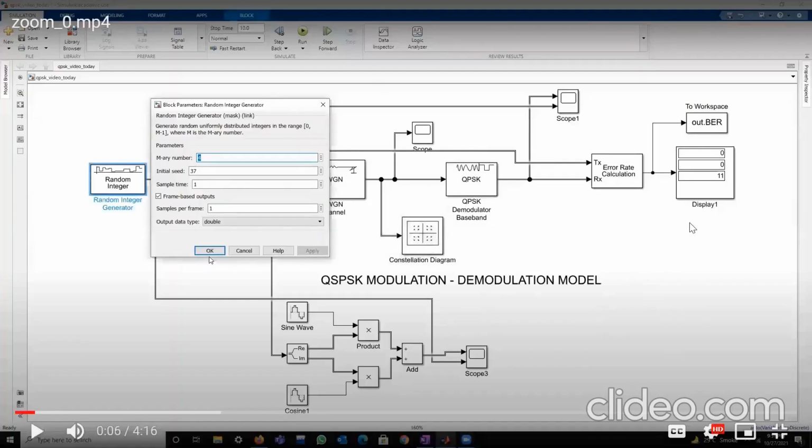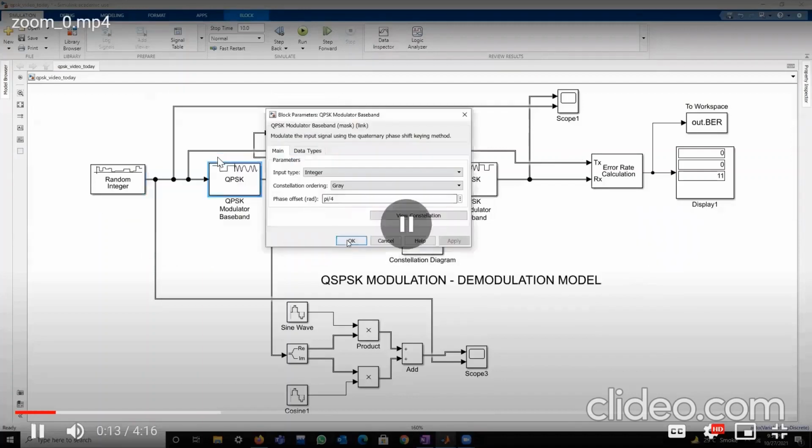So first, this is a random integer block. We have used 4 as the M-ary number. So in QPSK, there are 4 phase shifts. Next is the QPSK modulator baseband. And we have used gray as the mapping, and the input type is integer.